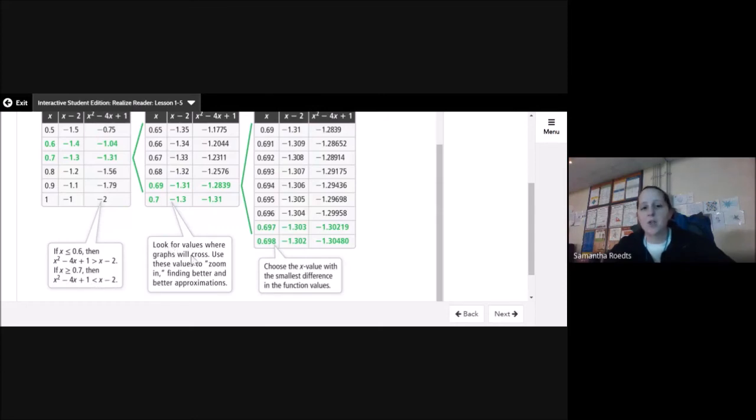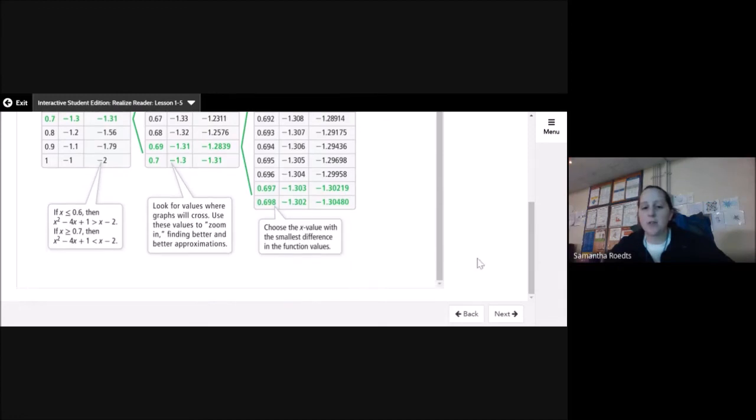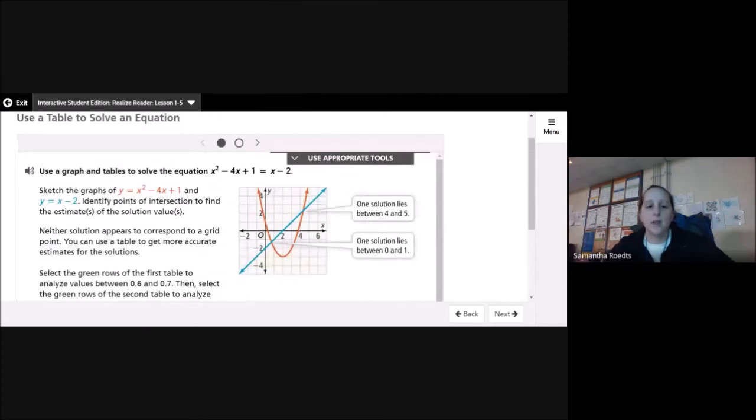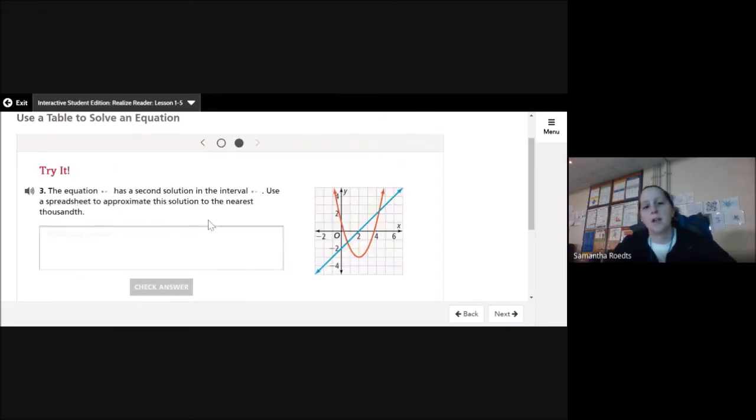So I'm looking for values where graphs will cross. Use these values to zoom in, finding better and better approximations, or choose the x value with the smallest difference in the function values. So the nice thing with Desmos is you can actually zoom in more and more, and when you click on it, you can usually find a point. All right, so let's try it.